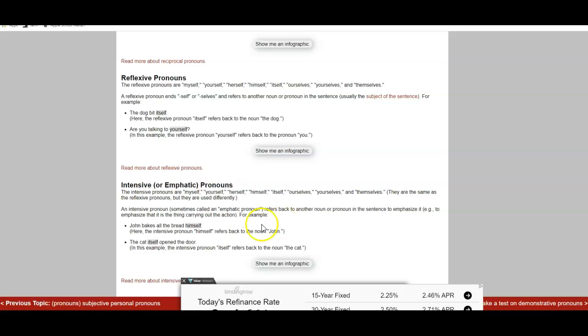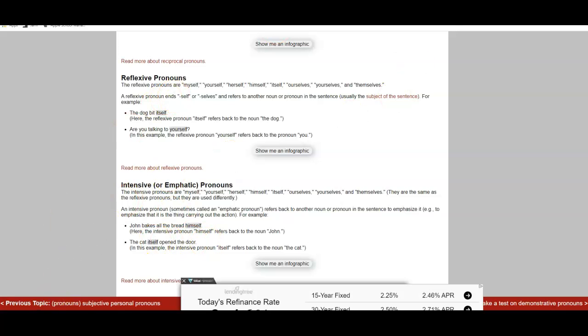This is going to get confusing a little bit. So whoever, like John bakes the bread, who did? Himself. He does it, just back to John. The cat itself opened the door. So it's emphasizing. I'm trying to think of a good way to understand the difference. It's really saying and emphasizing this is the person who's doing the action and they're doing it all by themselves. Okay? Madison finished the quiz by herself. No one else helped her. It's emphasizing that is who completed the action.